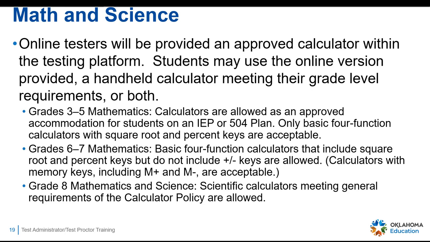Math and Science. Online testers will be provided an approved calculator within the testing platform. Students may use the online version provided, a handheld calculator meeting their grade level requirements, or both. Grades 3 through 5, Mathematics. Calculators are allowed as an approved accommodation for students on an IEP or 504 plan. Only basic four-function calculators with square root and percent keys are acceptable.